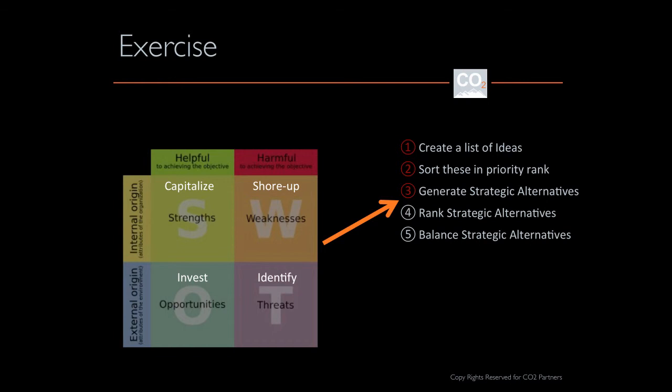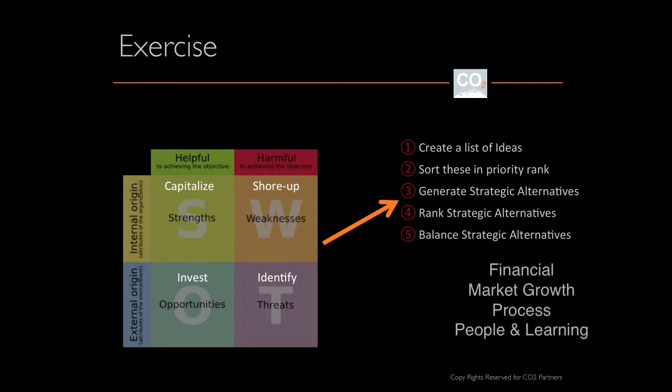Once we do that and have generated those strategic alternatives, we're going to priority rank those. Once we've priority ranked them, we're also going to look at the balanced strategic alternatives. That is going back to the balanced scorecard approach, where we're looking at financial, market growth, process, and people and learning. And we want to make sure that we are connecting these strategies back to our objectives that are built around those 4 categories.